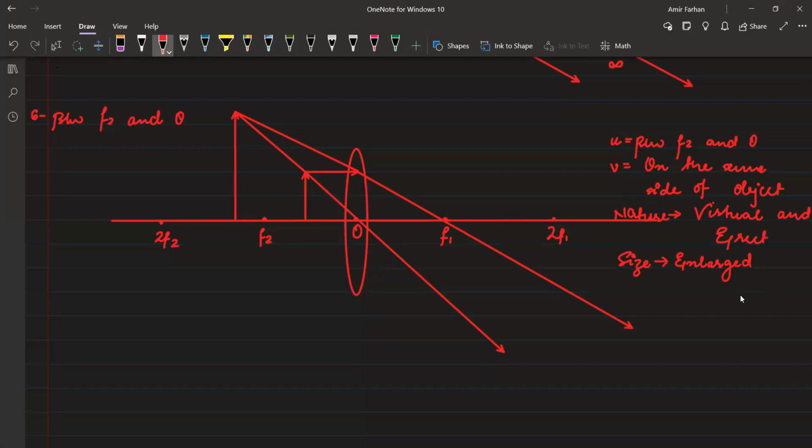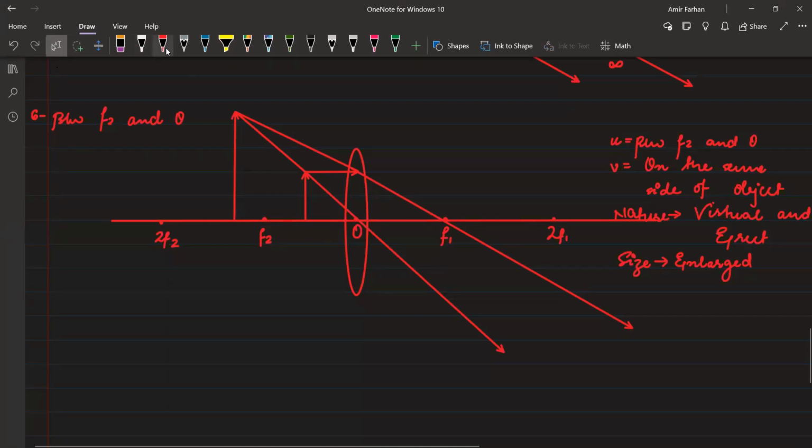Clear, everyone? Please let me know if this is clear to you or not. Any doubt so far? How is the size enlarged? You can see this is your object, and this is the image formed here. Is the height of the image smaller or larger? It's larger.